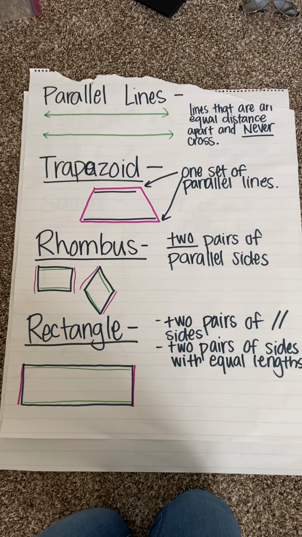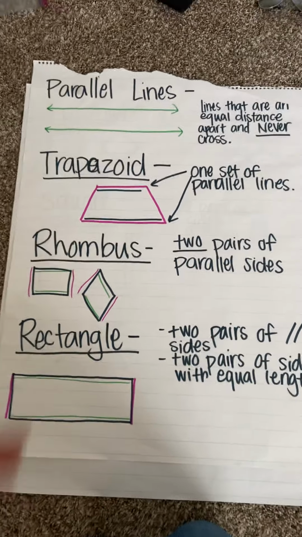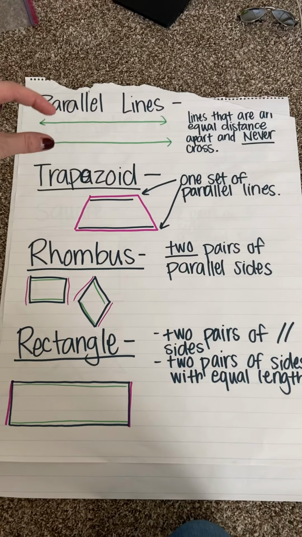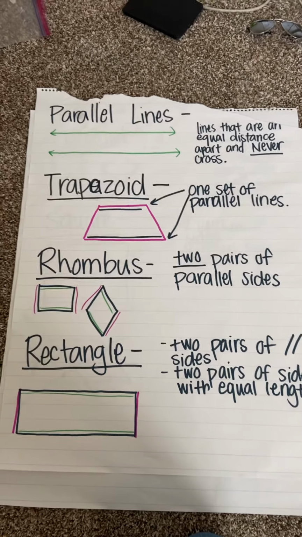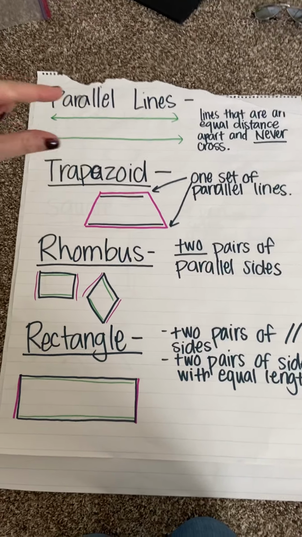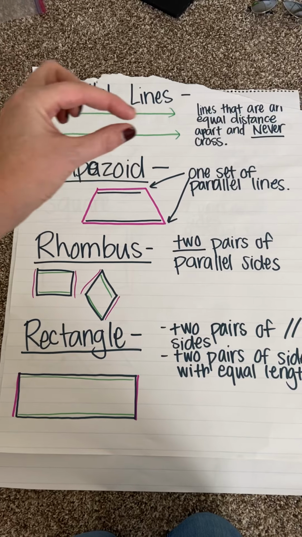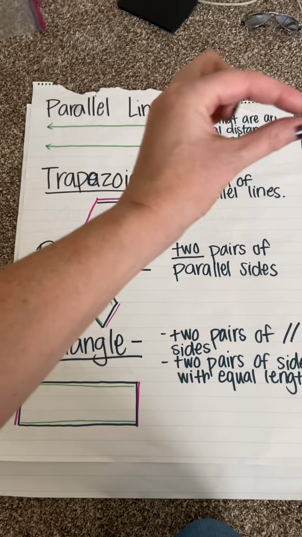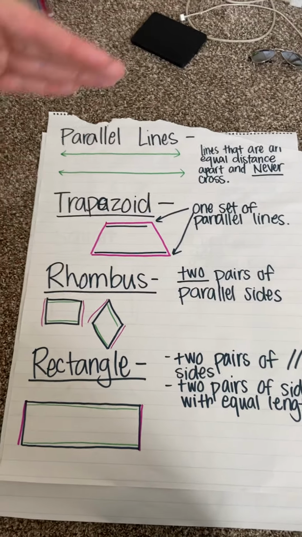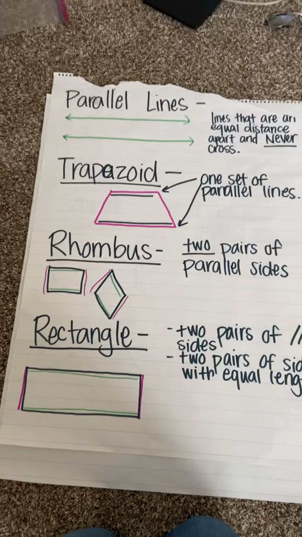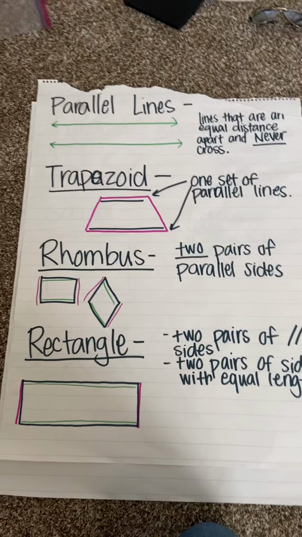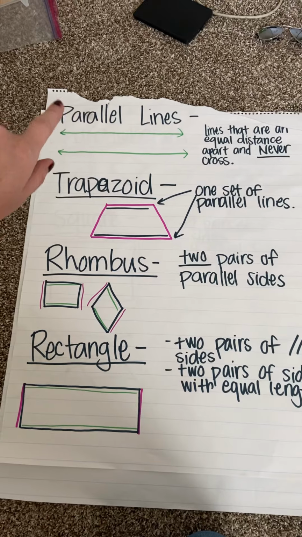So we started out talking about parallel lines, which are up here. Parallel lines are lines that have an equal distance apart and they never cross each other. So the example would be train tracks. If, for whatever reason, they were tilted this way, the tracks would not be able to hold the train and the wheels would fall off. So there are many instances in life where objects have parallel lines that will never cross each other. That's the first important thing.